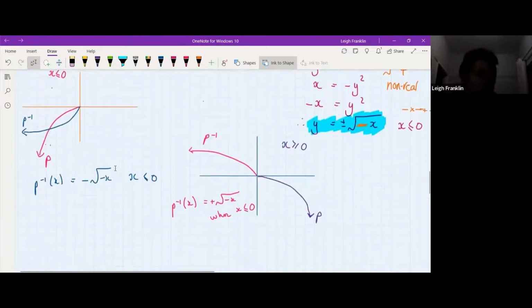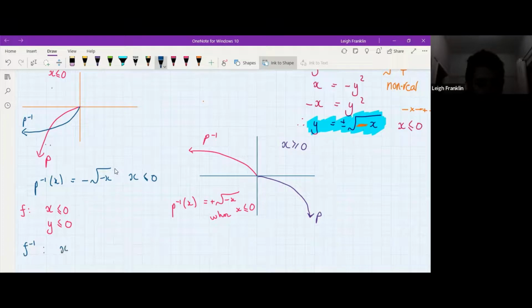And now we want to write down the domain and the range. Okay, so in situation number 1, our domain is going to be where x is smaller than or equal to 0. Our range is going to be where y is smaller than or equal to 0. Here for our inverse, it's going to be identical, so x is smaller than or equal to 0, or y is smaller than or equal to 0.